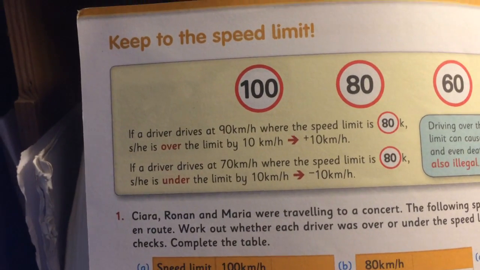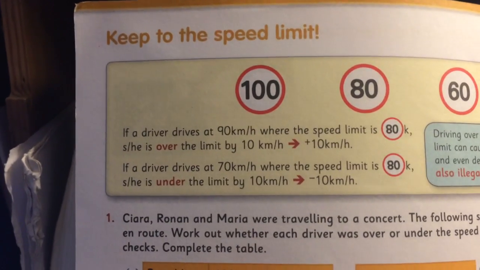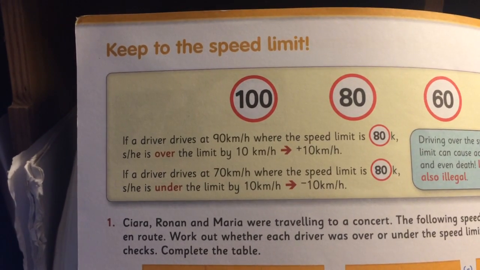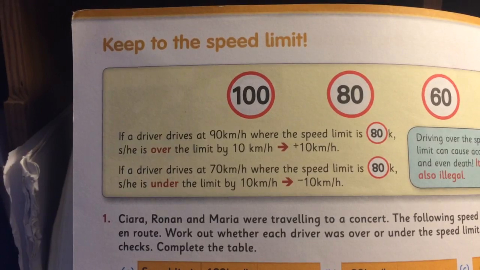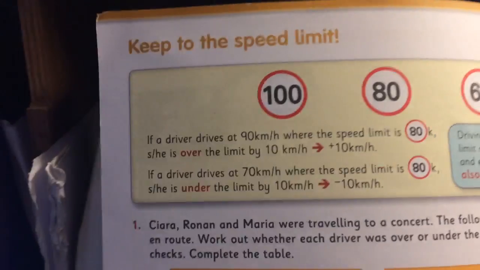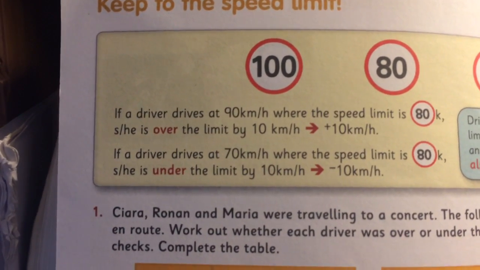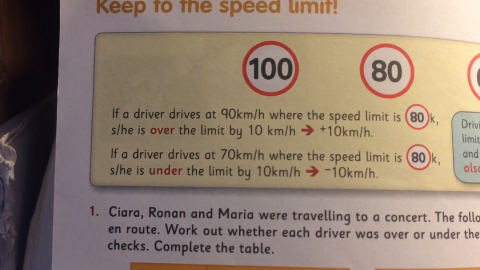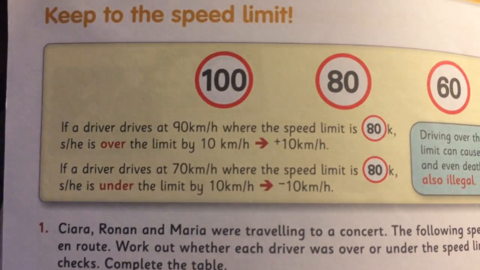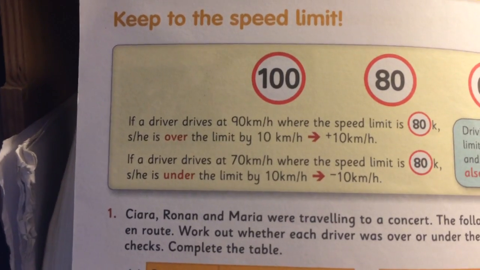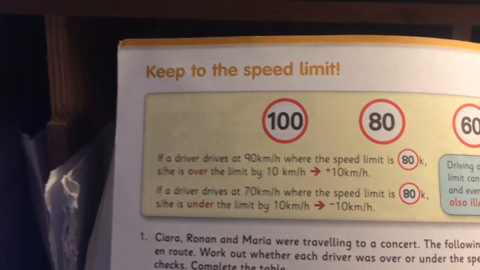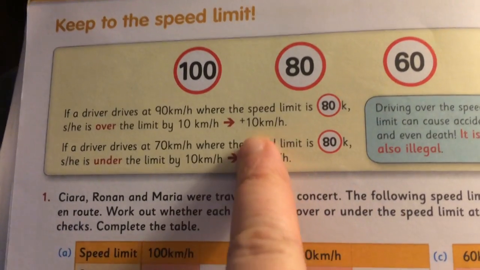When you're a driver, you have certain speed limits as you're driving along the roads, and for instance, you can see them up here. There's 100, there's 80, there's 60 there. If a driver drives 90 kilometers per hour, which you can see on the dial of the car, where the speed limit is 80, she or he is driving over the limit by 10 kilometers. So if you're over the limit, you're plus 10 kilometers.